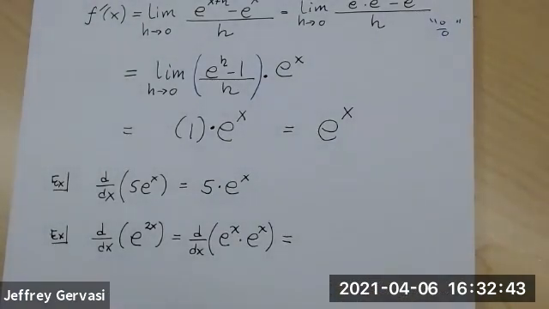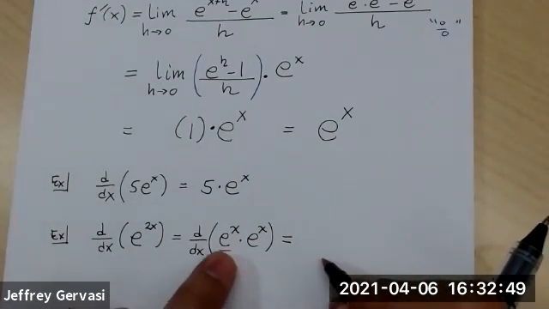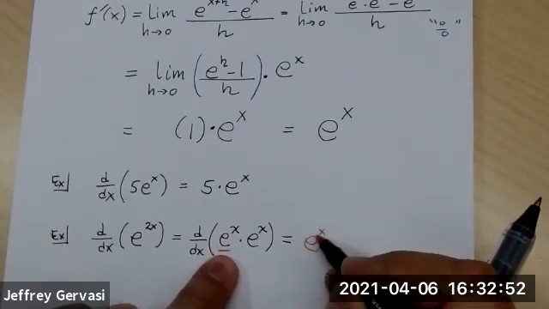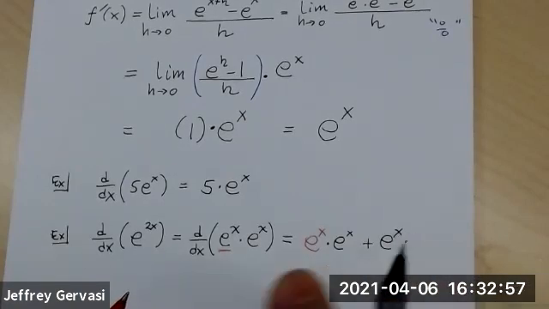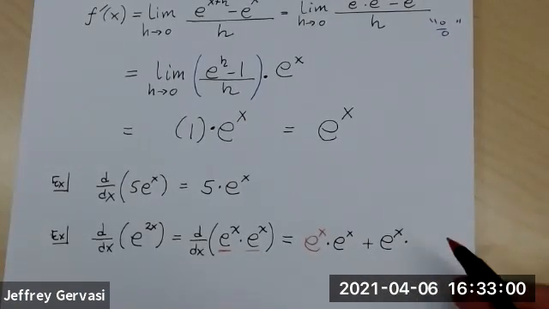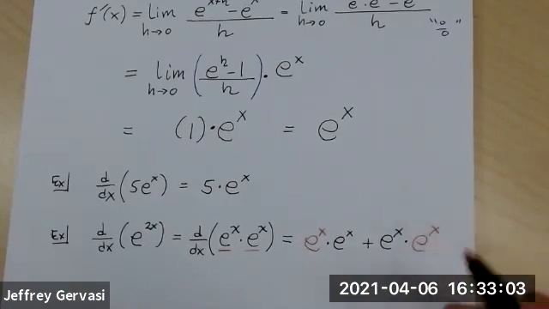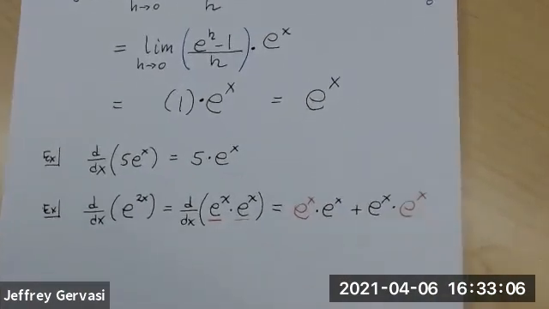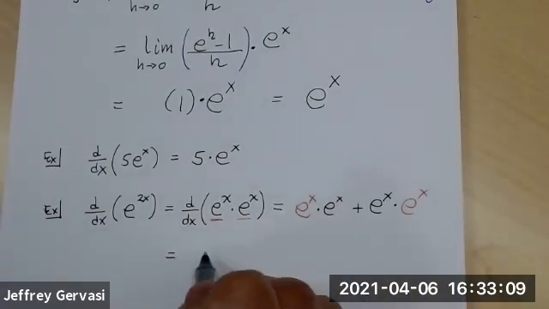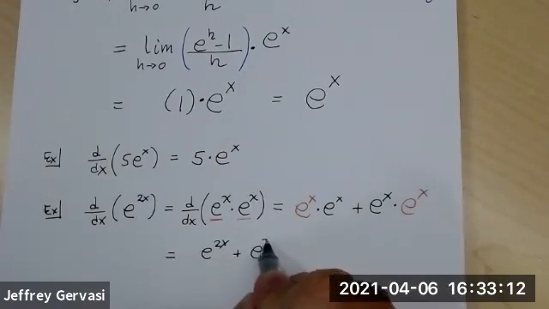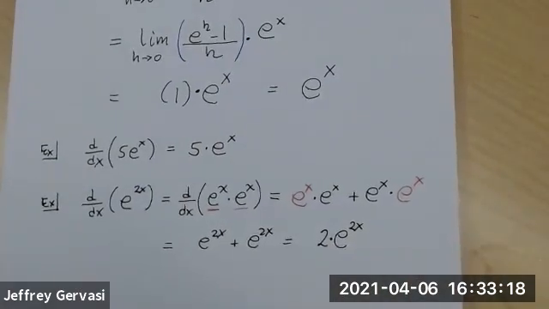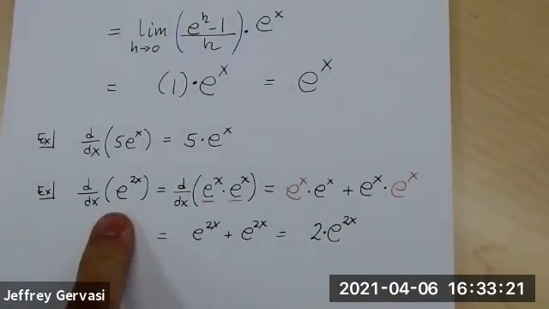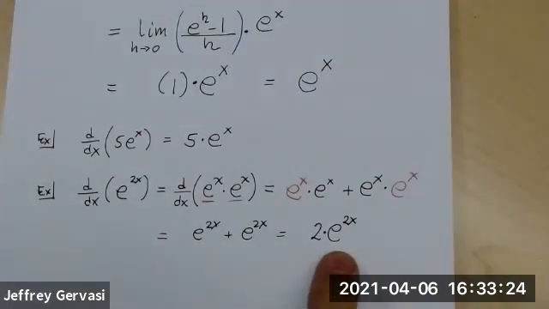Okay, let's use a different color for derivatives. Product rule says the derivative of the first factor times the second factor. The derivative of the first factor is itself, times the second factor, plus the derivative of the second factor, here's the second factor right here, times the first. And the derivative of the second factor is itself. All right, now simplify. How about that? So the derivative of e to the 2x by the product rule is 2 times e to the 2x.